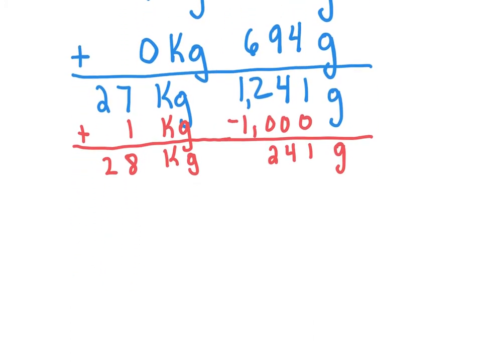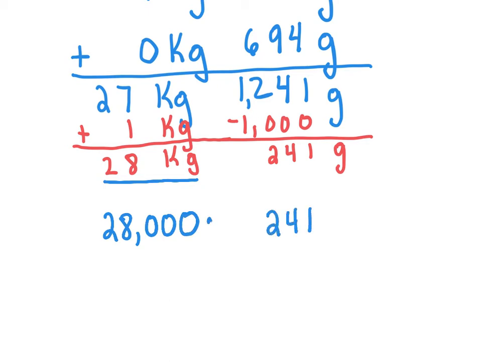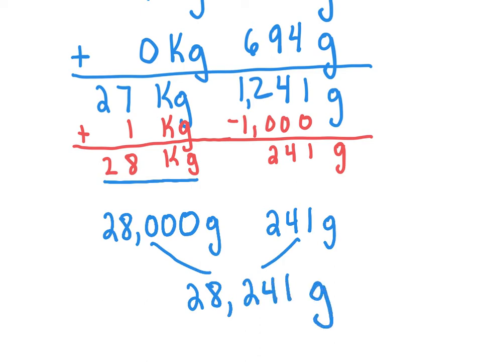Okay, but you know this can't be our final answer because it's asking us for the smaller unit. So we need to take 28 kilograms and 241 grams and convert all that just into grams. So we need to take 28 kilograms, which is really equal to 28,000, because we're going to multiply by 1,000. And then we need to take 241 grams, and we need to combine them to get 28,241 grams. And that, my friends, is the complete answer.